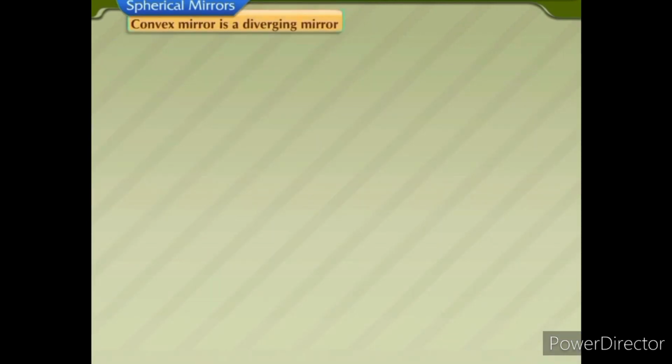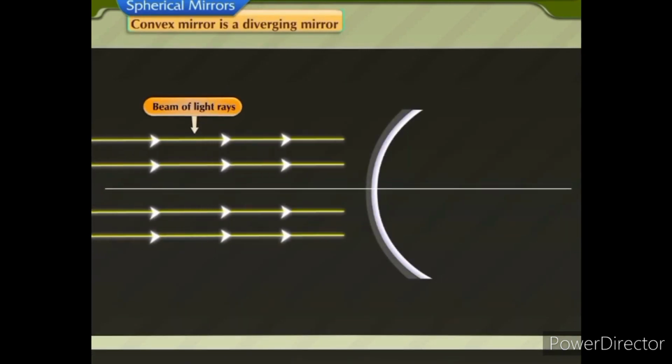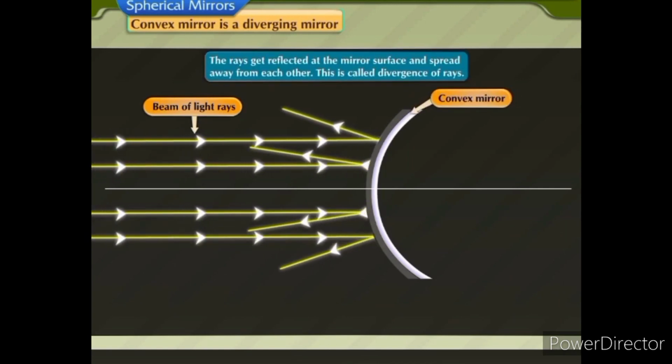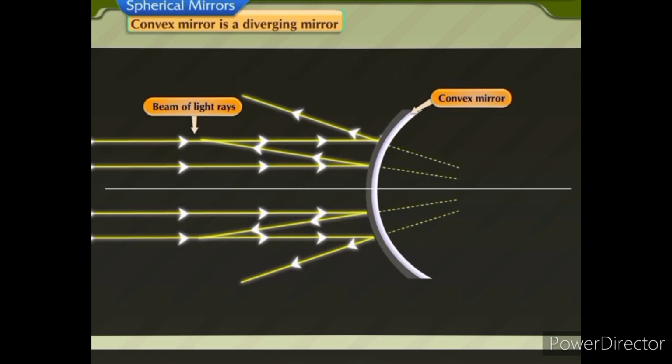Convex mirror is a diverging mirror. Let us consider a beam of light rays falling on a convex mirror. The rays get reflected at the mirror surface and spread away from each other. This is called divergence of rays. When the rays are extended backwards, they appear to come from a point. This point is on the principal axis and is called the principal focus of the convex mirror, denoted as F.